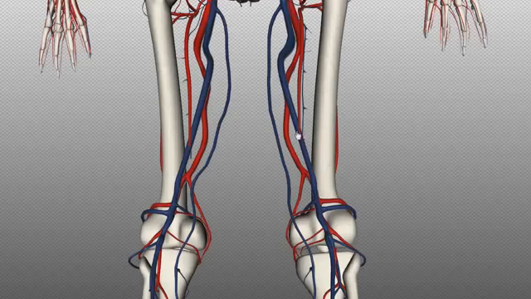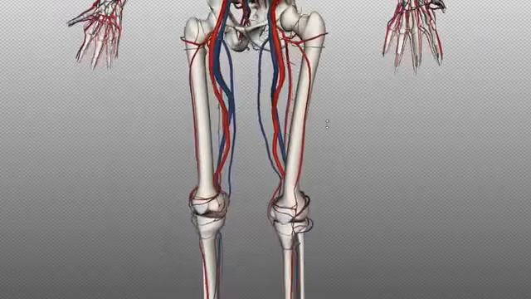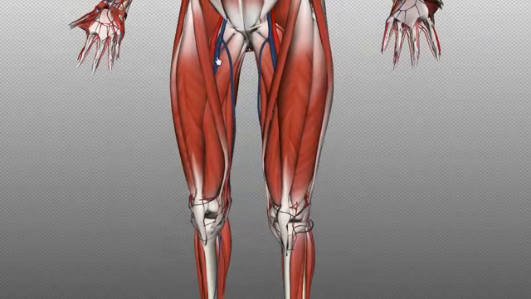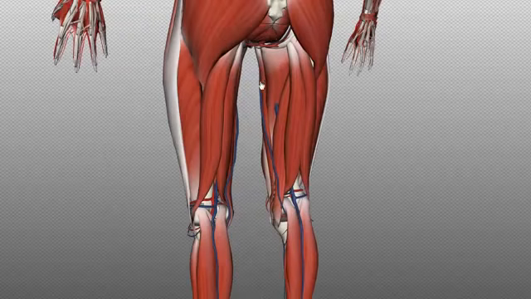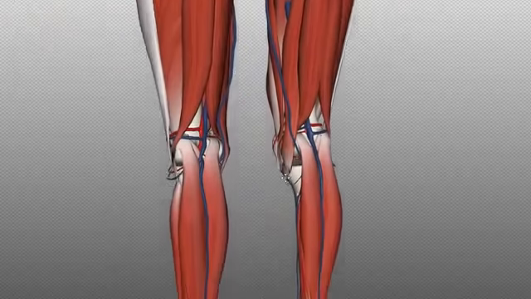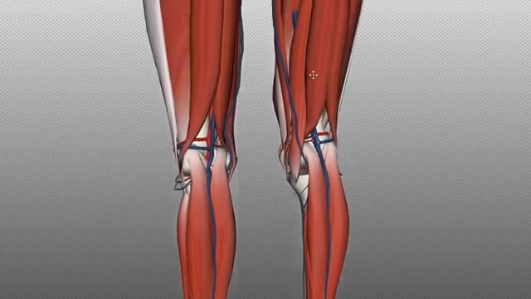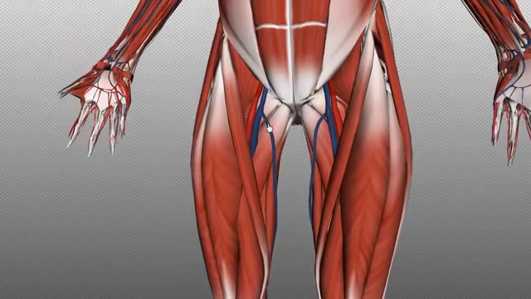So the long saphenous vein is a superficial vein. The femoral vein is a deep vein. If I just put in the muscle layer, you can see the femoral vein runs deep in the muscle layer, and then the long saphenous vein runs superficially all the way down the inner leg. So it runs medially all the way down to the foot where it joins the dorsal venous arch of the foot. So that's the long saphenous vein. The long saphenous vein and the femoral vein drain into the external iliac vein.